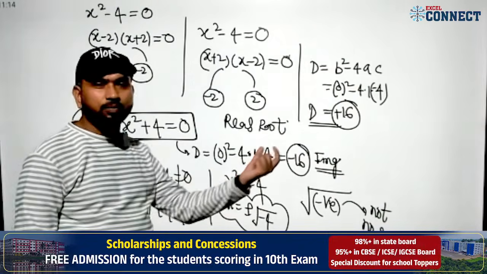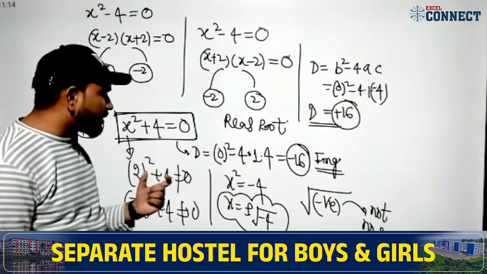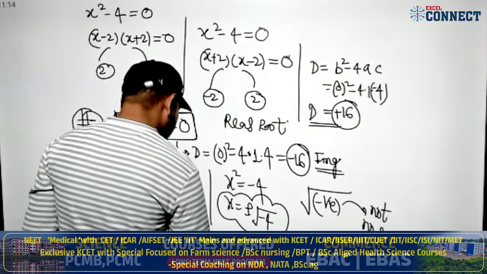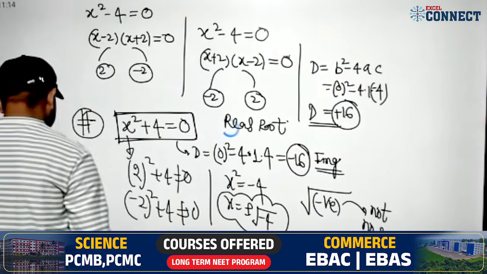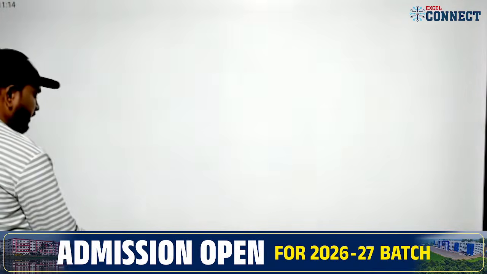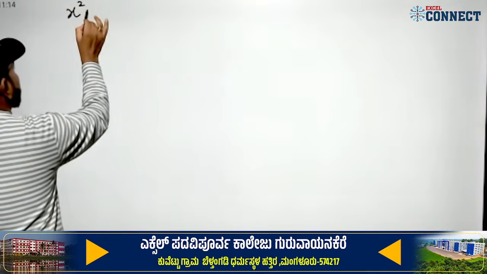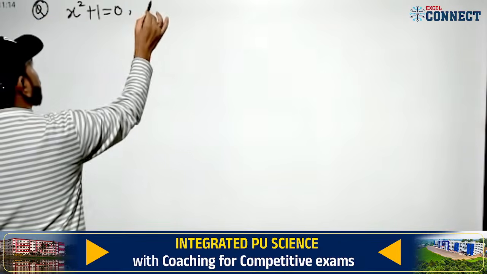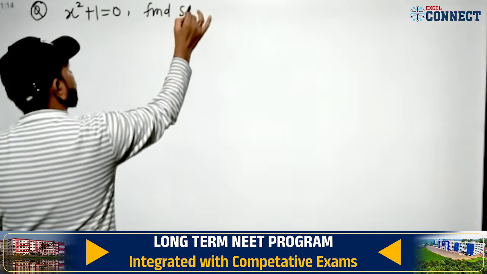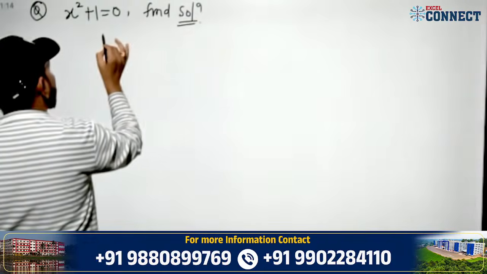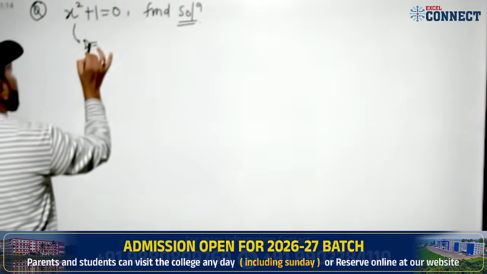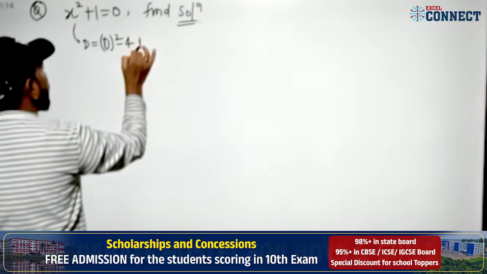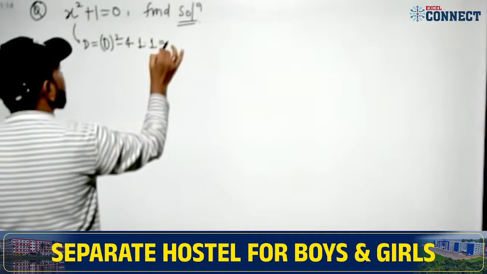For making the solution forcefully, some mathematicians think, okay, I will solve it. Let's suppose I take a different example so that you understand: x square plus 1 is equal to 0. You need to find the solution. First, most important, D is equal to b square, 0 square minus 4 into 1 into 1, which is negative.